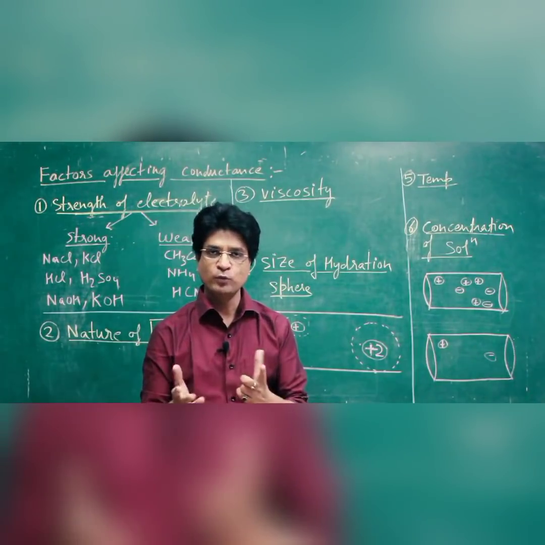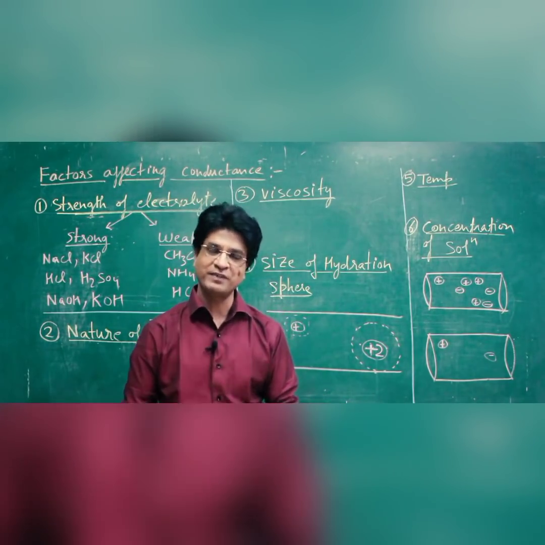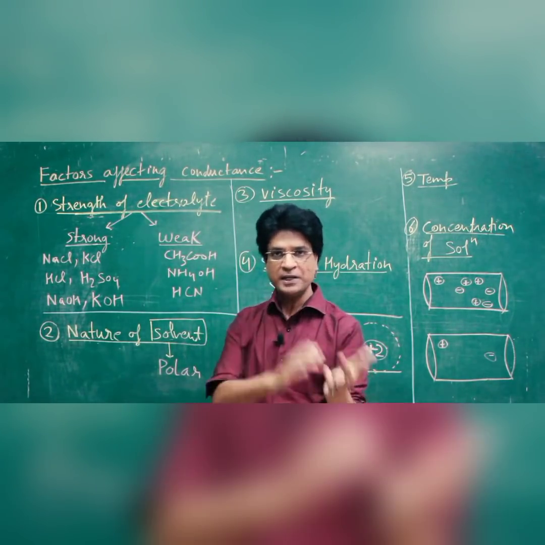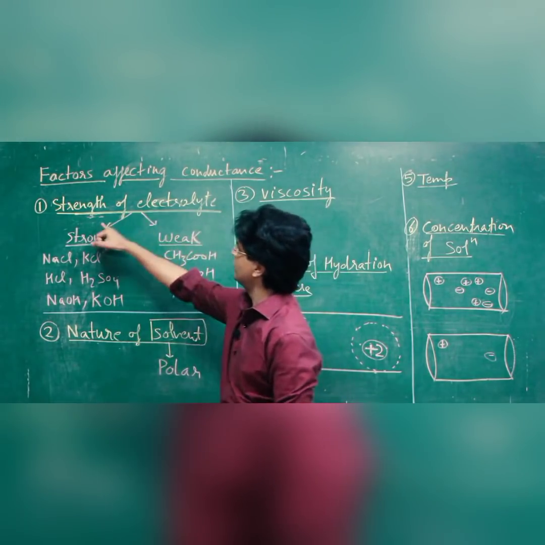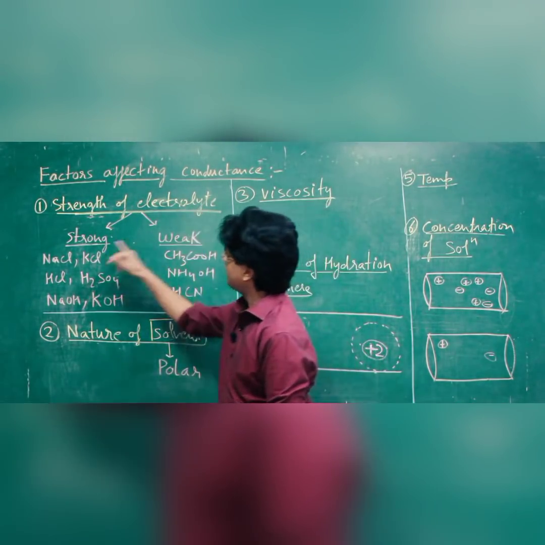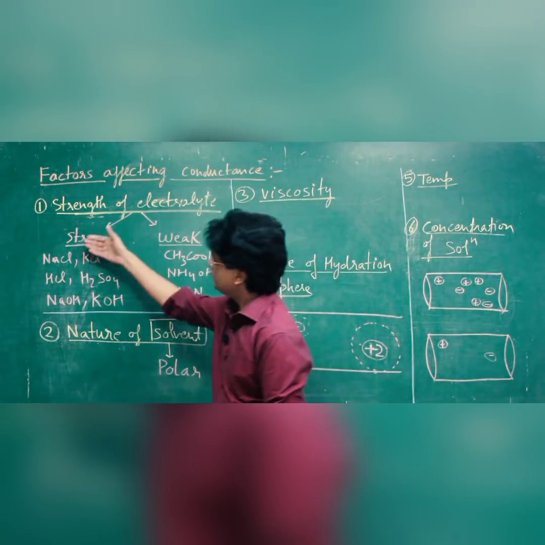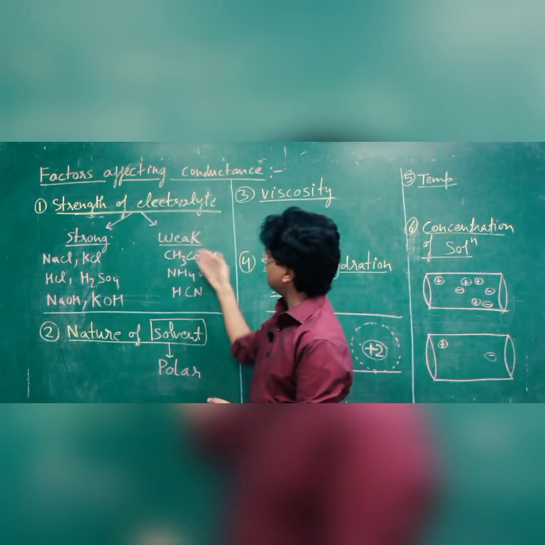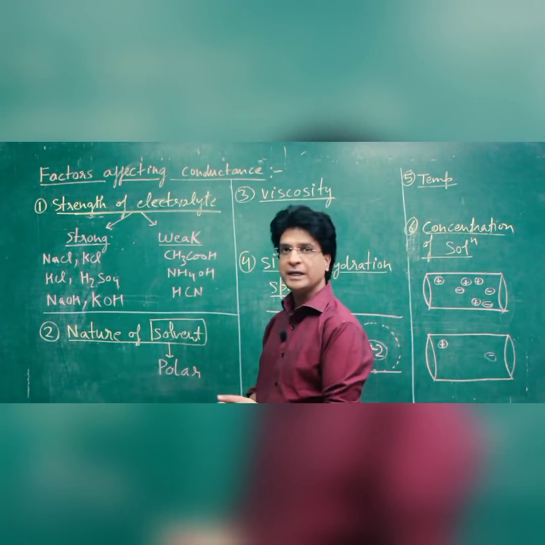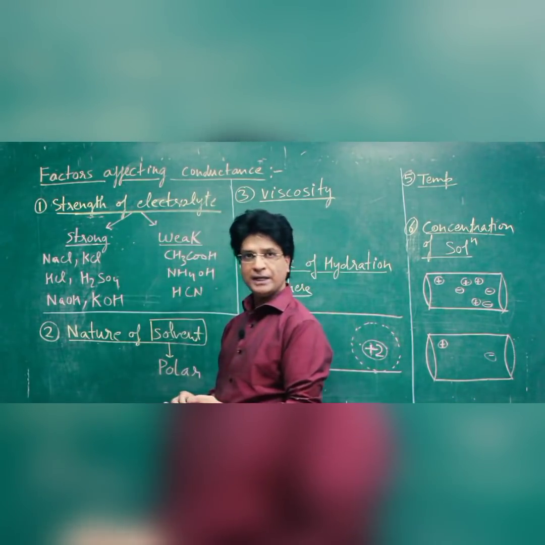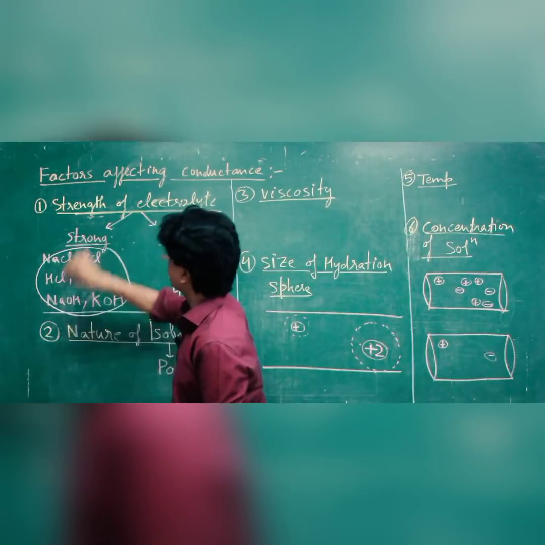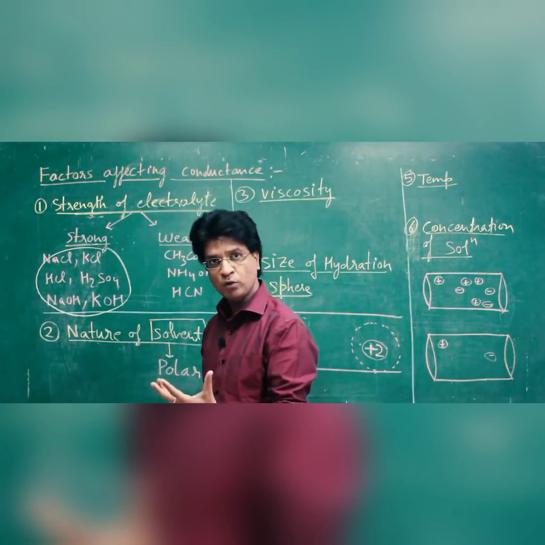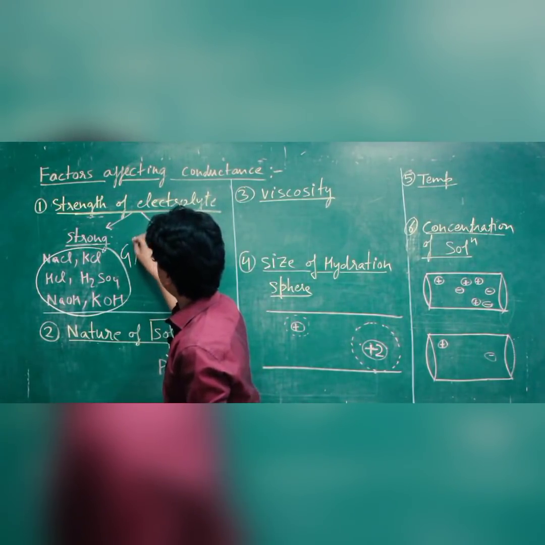So after knowing what is conductivity cell, let us understand the factors affecting conductance. There are 6 factors we are going to discuss which will affect the conductance. Let us discuss them one by one. The first one is strength of electrolyte. The electrolyte can be strong or weak. A strong electrolyte may be a salt, strong acid, or strong base, and any weak acid or weak base will suffice for a weak electrolyte. The speciality of the strong electrolyte is that when it dissolves in water, it will give more number of ions. More number of ions means more charge flow. More charge flow means the conductance will be high.